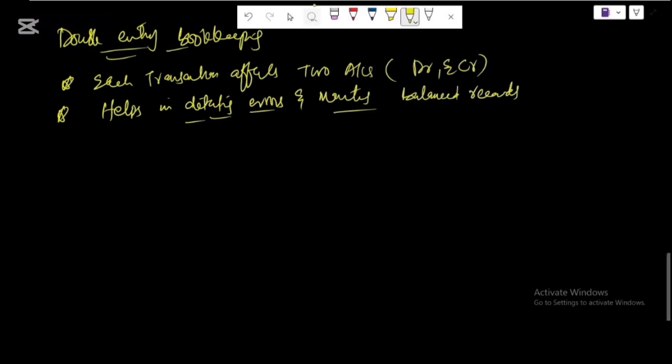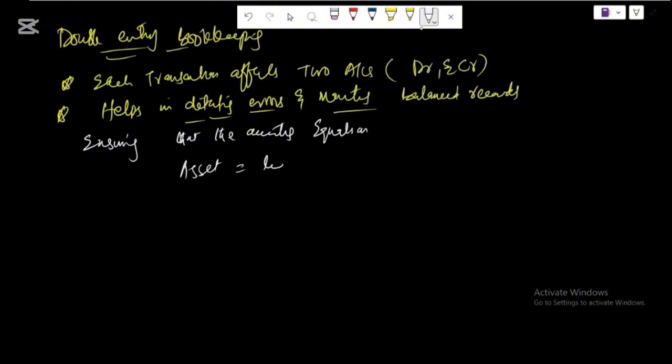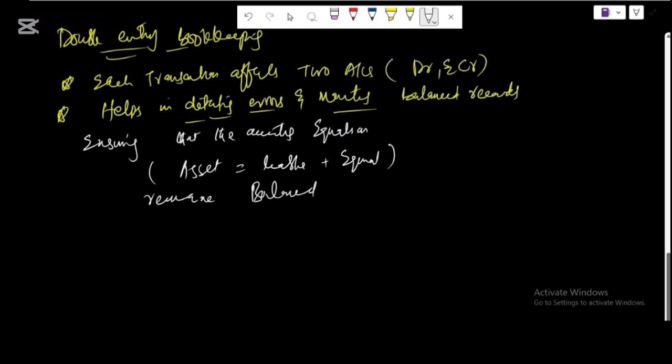Now, this double entry system is ensuring, let me write here, ensuring that the accounting equation, that we know, the equation is assets equal to liabilities plus equity, remains balanced. And if you're using the double entry bookkeeping system, then assets equal liabilities plus equity always balance. Now let me create a scenario for better understanding.